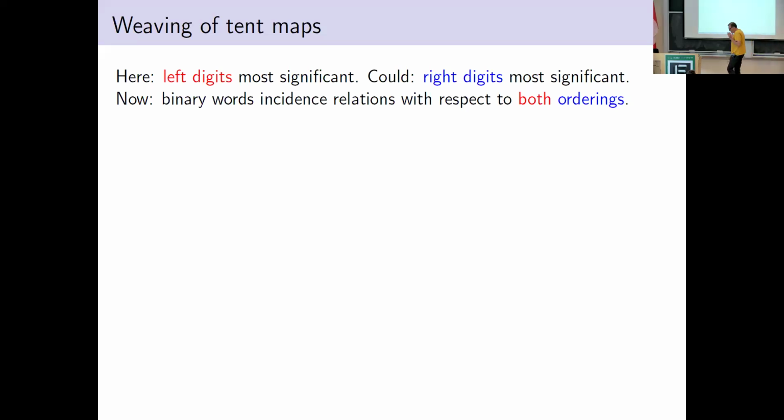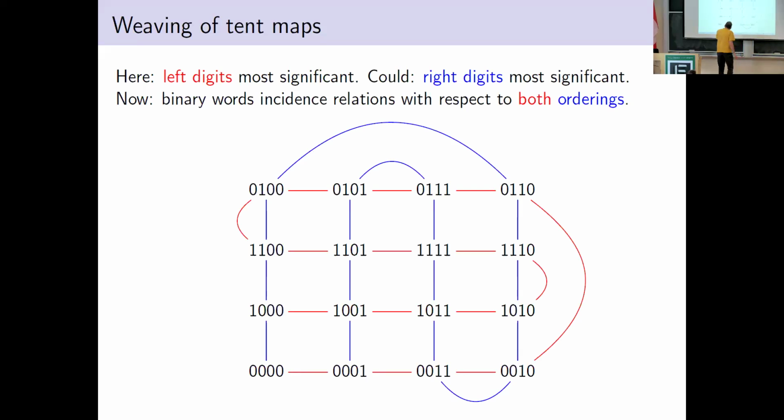What I'm doing now is taking my binary words and looking at the incidence relation: what is the next word with respect to both orderings. Here I have my binary words of length 4. This is my leftmost word in my coding of dyadic intervals, and the next one, when I add one, is this one, and the next one is this one, and so on. But this was assuming that the leftmost digit is the most significant one. If I turn this around and say the rightmost digit is the most significant one, then the next word happens to be this word.